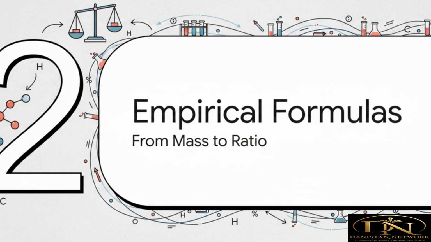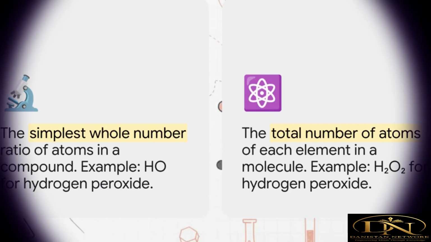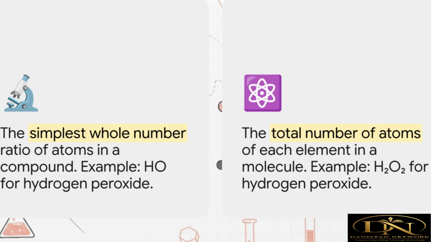Let's move on to deducing empirical formulas. We're going to take what we've just learned about mass and use it to figure out a compound's simplest possible formula. Before we go any further, let's make sure we're super clear on something. What's the difference between an empirical formula and a molecular formula? Well, the empirical formula is the simplest whole number ratio of the atoms. The molecular formula, on the other hand, shows the actual total number of atoms.